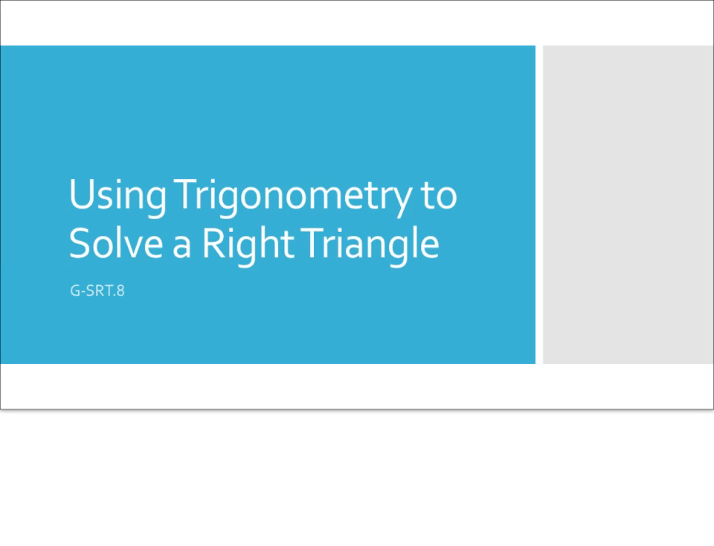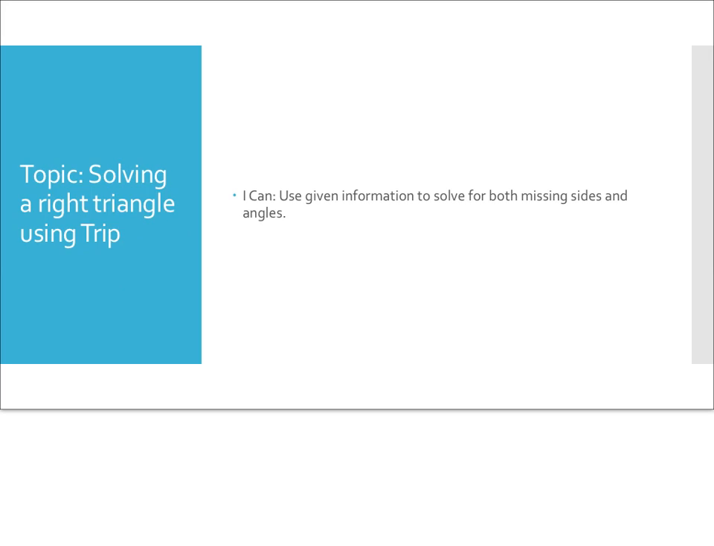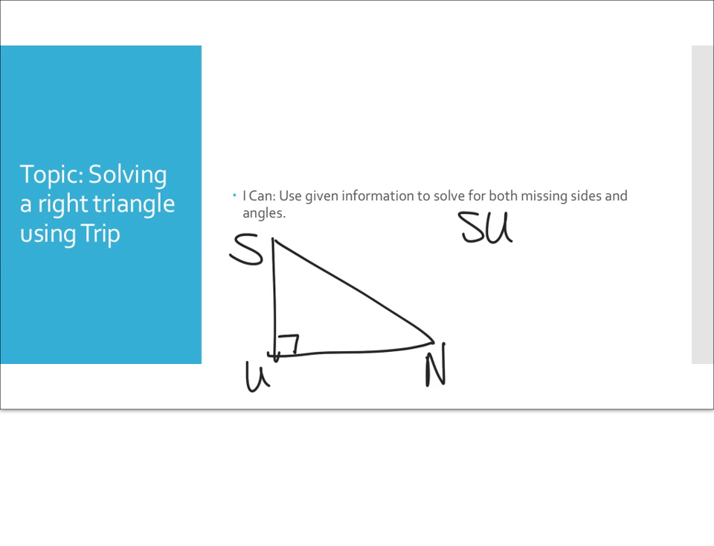Hey guys, you actually know everything you need to know about trigonometry, the basics, the 3 trig functions. Now we're going to use them to do what's called solving a right triangle, which means you can find all 6 parts. As an example, let's draw a quick one so that you know what we're talking about here. This is triangle SUN with right angle at U.